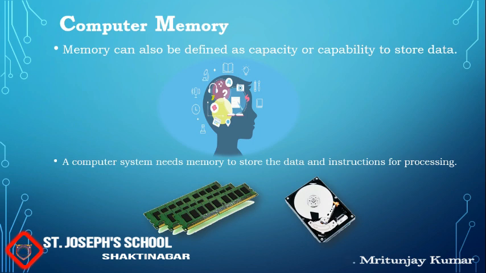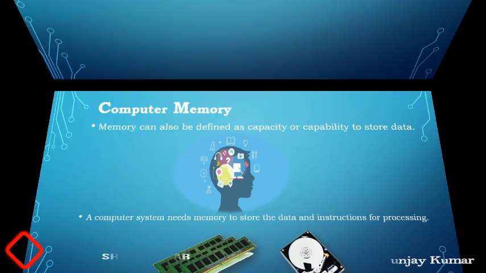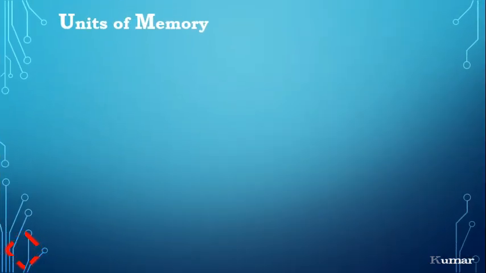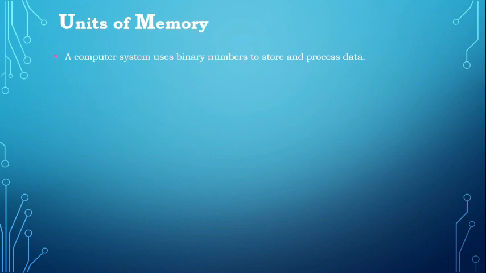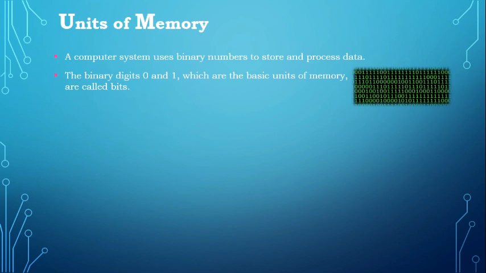To continue with the same, let us see the units of memory. A computer system uses binary numbers to store and process data. The binary digits 0 and 1 are the basic unit of the memory. Further, these bits are grouped together to form words. A 4-bit word is called a nibble. For example, 1001, 1010, 0010, etc. are 4 bits or nibbles.